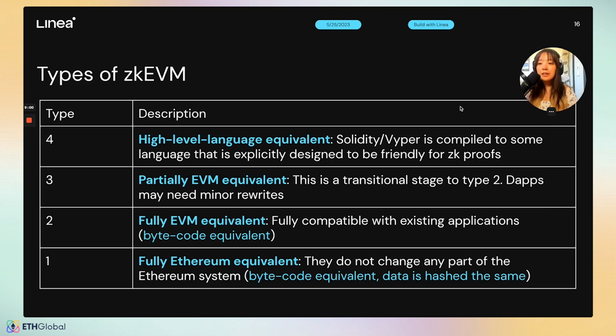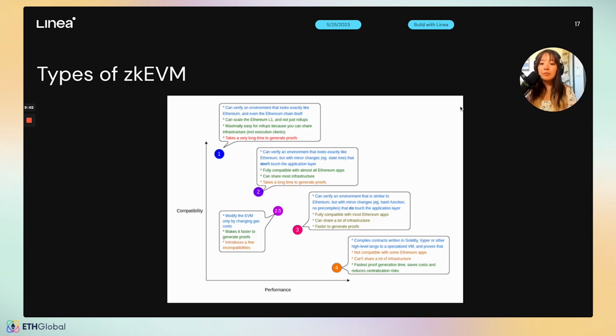Cool. So now that we have that, here's one last slide to give you a visualization of the trade-offs. So basically compatibility versus performance. The closer you are to Ethereum, the harder it is to get that performance in a ZK proof. However, I do want to note that Linea's statement is that that's not necessarily the case.